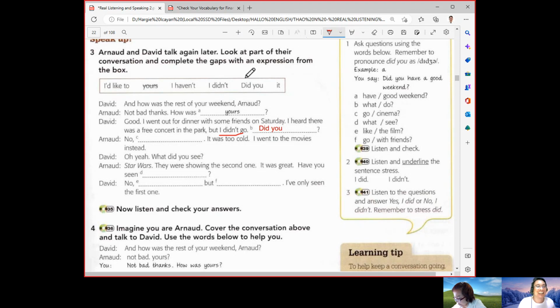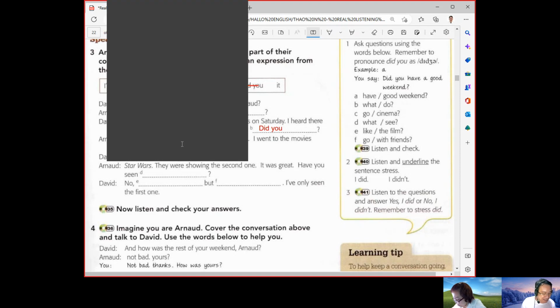Next, Arnaud said no, I didn't. Okay. Now look at that one again. Why is it he's not going to say no, I didn't go? Because again, it's not necessary to repeat the information. Next, it was too cold. I went to the movies instead. According to David, oh yes, what did you see? According to Arnaud, Star Wars, they were showing the second one. It was great.